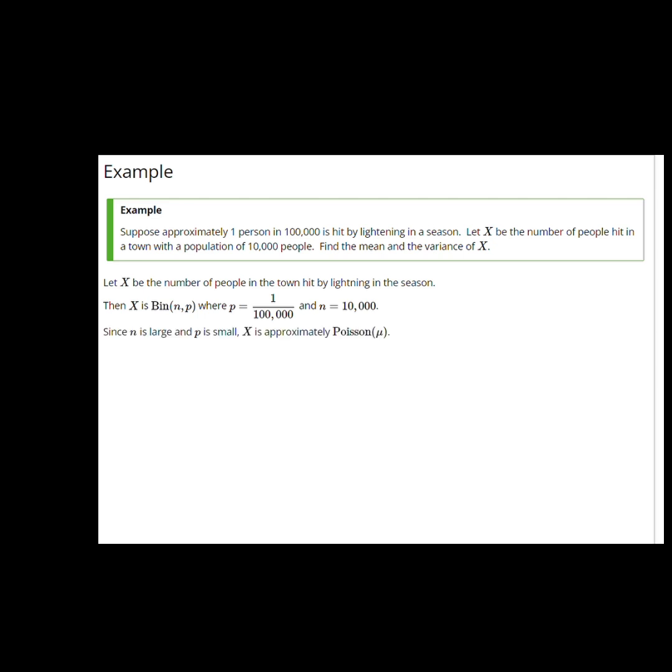But we also know that when n is large and p is small, we can approximate very precisely the binomial with a Poisson distribution. The parameter of the Poisson, mu, is the expected value of x, which is n times p. In this case, 10,000 times 1 over 100,000, or 0.1. We also know that the variance of x is mu, also 0.1.